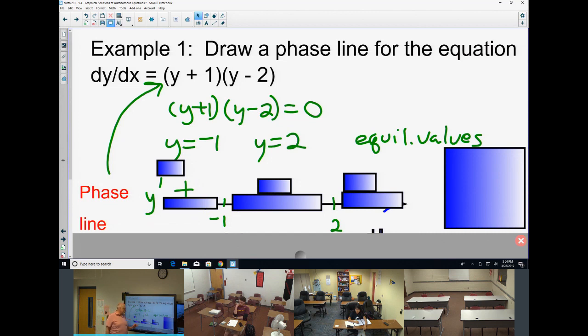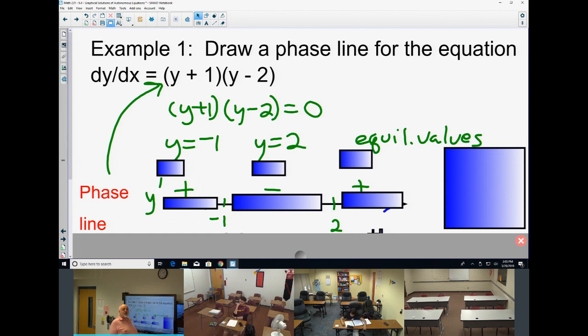All right, then we pick a number between -1 and 2. Let's say 0. So we plug it into the derivative. 0 plus 1 is positive. 0 minus 2 is negative. Positive times a negative is negative. All right, then we do a number bigger than 2. Let's say 5. 5 plus 1 is positive. 5 minus 2 is positive. Positive times a positive is positive. Okay? So that's like the sign chart we did for Calc 1, the first derivative test. All right? So any questions to this point?